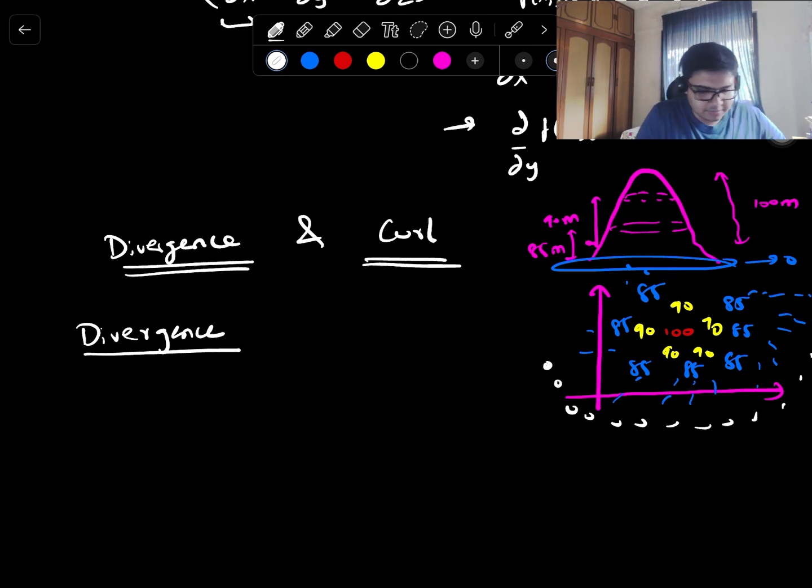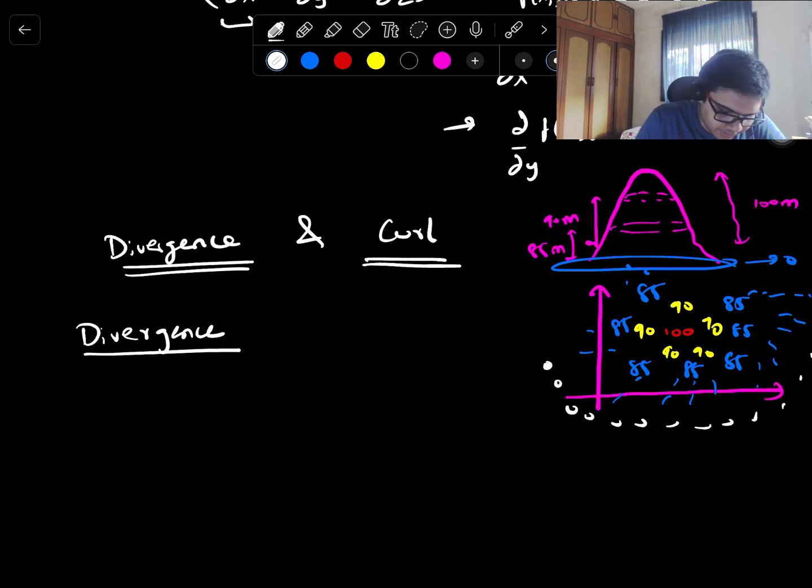Moving on to the divergence. What is the divergence? I just talked about this operator nabla, so nabla is defined as this. Let us say we need to find the divergence of this vector A. A vector has three components: AX, AY, AZ. Divergence is basically the dot product. The divergence is the dot product of nabla and A vector.